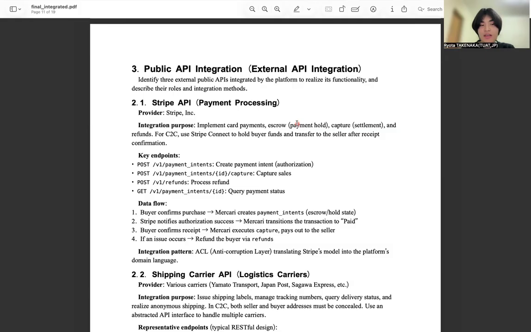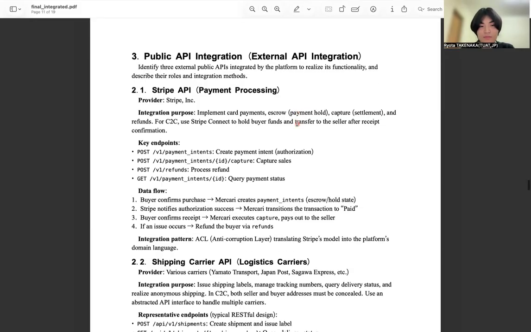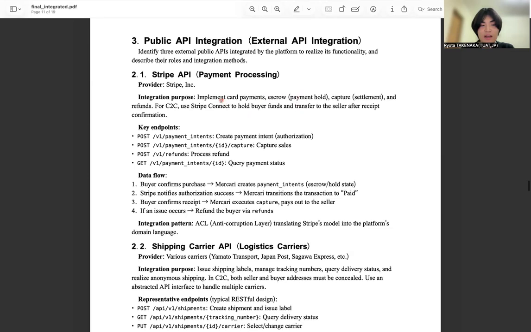Next, in the major section, we look at public API integration. A platform like Mercari cannot exist without external APIs. I have identified three essential ones. First is a Stripe API. It is for payment processing. This is for handling credit card payments, and most importantly, the escrow.